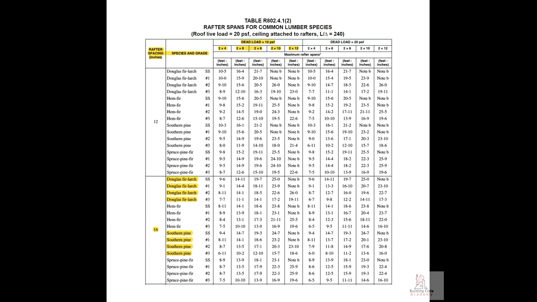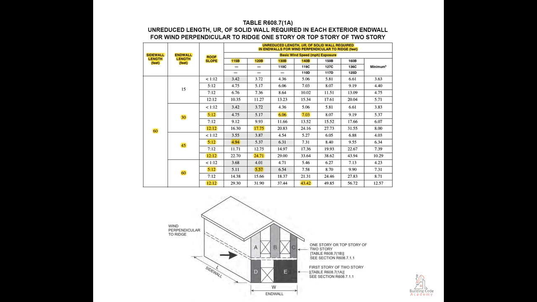Table R608.7.1a. Unreduced length, UR, of solid wall required in each exterior end wall for wind perpendicular to ridge, 1 story or top story of 2 story.